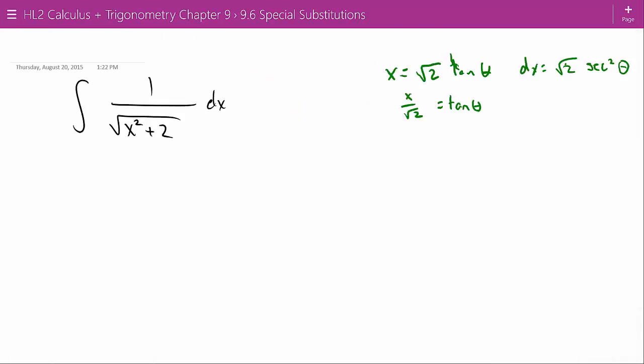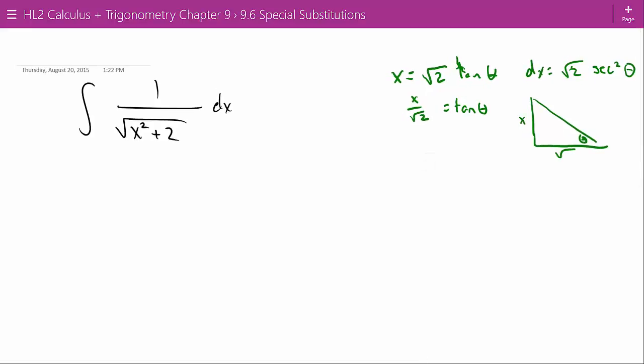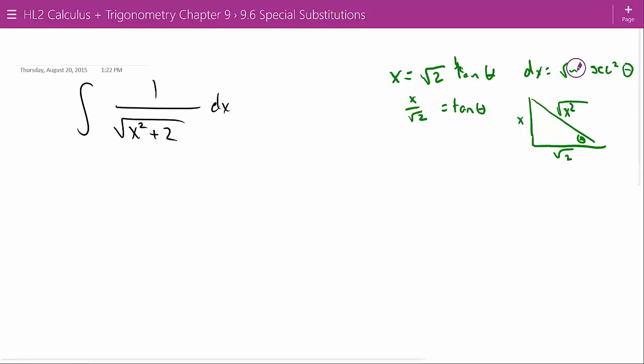So our triangle that we could set up, which will be used later on, I like to get this out of the way right now. Tangent is opposite over adjacent, making the hypotenuse square root of x squared plus 2. Cool.